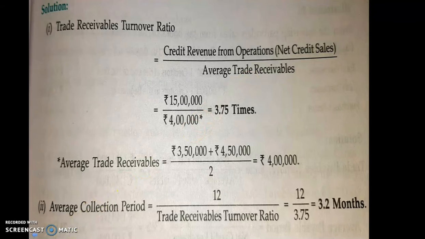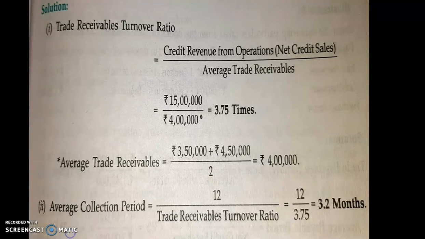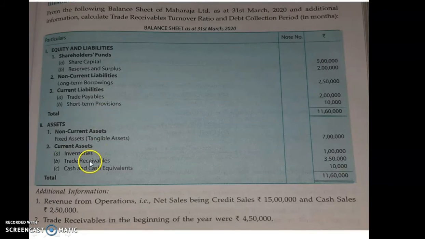Okay. After writing this formula, now see here, credit sale, here they have given you revenue from operation, that is net sales being credit sales. Okay. What is that credit sales amount given to you? 15 lakh. So that will be your uppermost answer, 15 lakh. Now to find average trade receivable, what is the formula? Opening trade receivable. Here you can see trade receivables in the beginning of the year is 4,50,000. So what about closing? Where is closing?